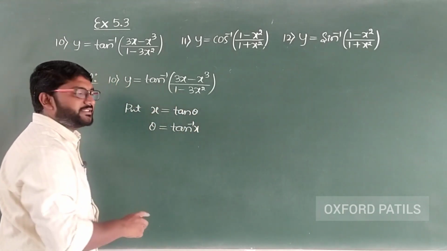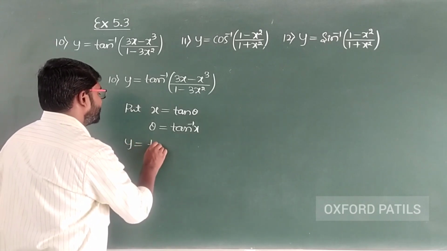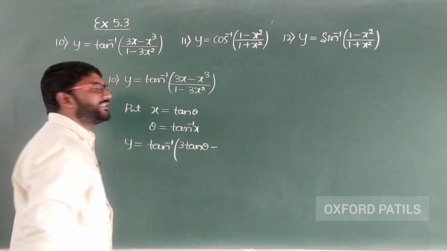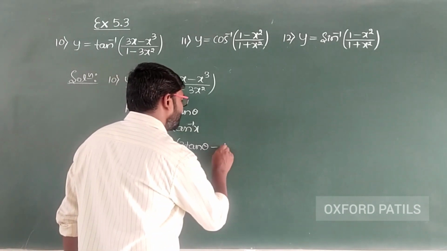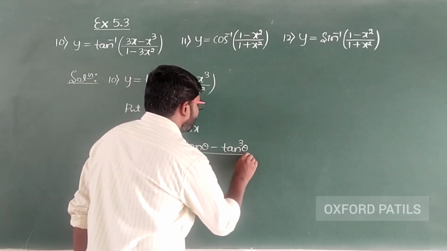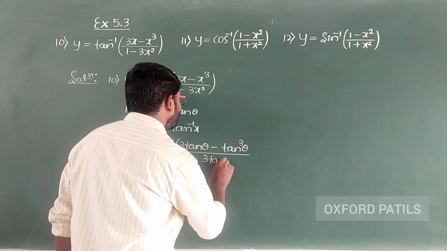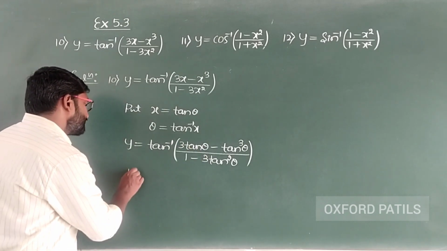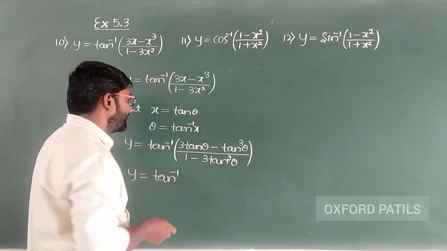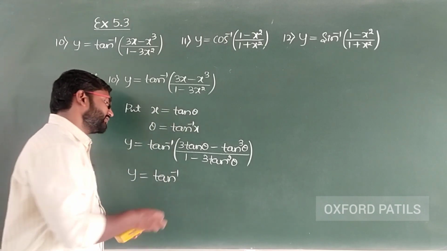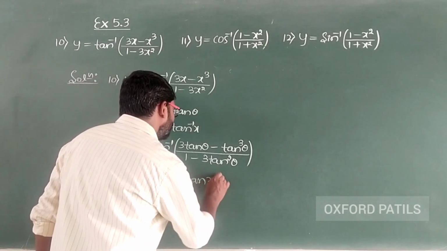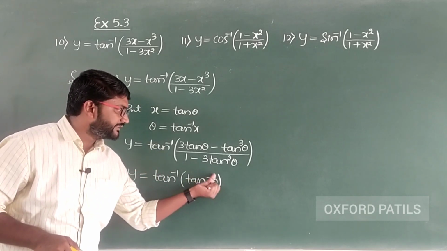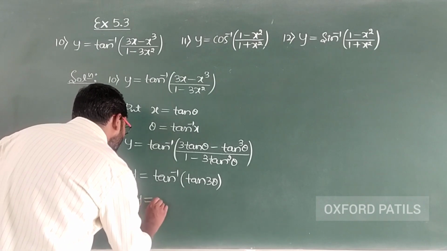So now rewrite the given function with the help of this substitution. y is equal to tan inverse of inside the bracket 3 tan theta minus x cube, which means tan cube theta, divided by 1 minus 3 tan square theta. So again this is a standard formula that we have studied in our first PUC trigonometric functions. So y is equal to tan inverse of, this is nothing but the triple angle formula, tan 3 theta. So tan inverse tan 3 theta. Again this is a standard property in inverse trigonometric functions. Tan inverse tan x will be x. What is x now? Here x is nothing but 3 theta. So y is equal to 3 theta.